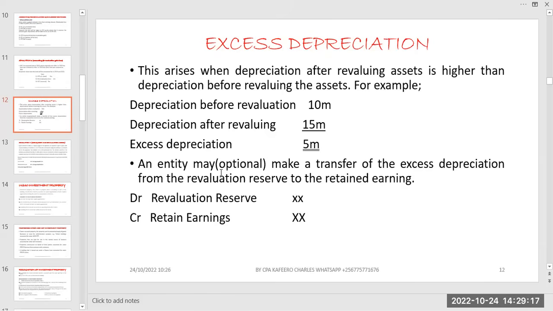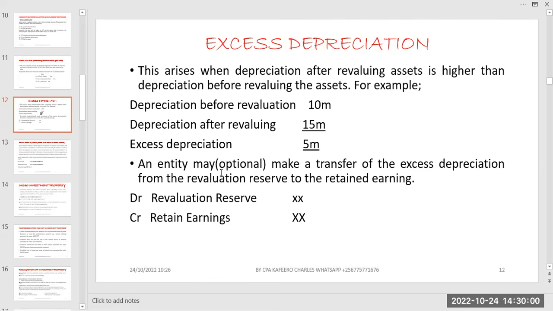We said that this excess depreciation arises as a result of the following. Remember we said these elements of PPE are initially measured at cost, and subsequently they are reported when you have deducted the accumulated depreciation and accumulated impairment losses.